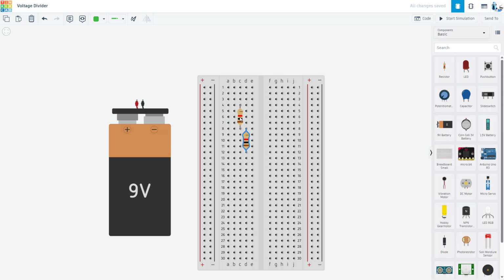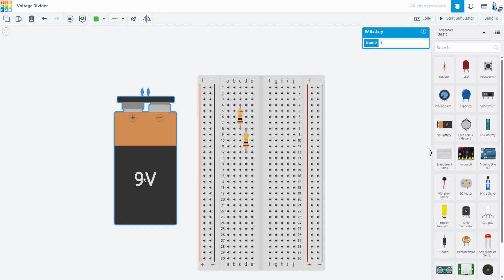I have my two resistors in series, and I'm going to change both of these to 10 kiloohm for starters. So this is going to be a 50-50 voltage divider that divides the voltage in half. So with 9 volts in, I would expect 4.5 volts out. And again, I have another video that goes over the equation for how you calculate that output voltage.